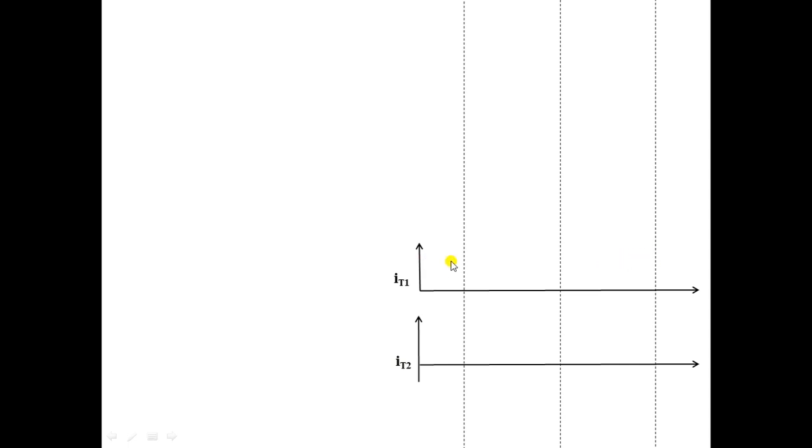In the first mode, T1 is on, so current through it will be I0, constant current I0, and T2 is off, so current through it will be 0. In the second mode, T1 is off, so current through T1 will be 0, and T2 is on, so current through T2 will be I0. In the third mode, T1 is turned on again, so current through T1 will be I0, whereas current through T2 will be 0 because it is turned off in this mode, and this will keep on repeating. So this is the working of the single phase parallel inverter. Thank you.